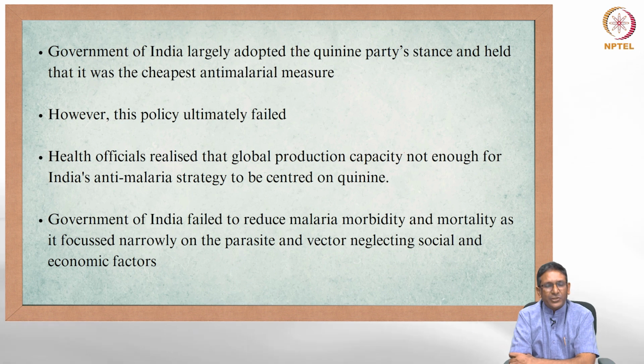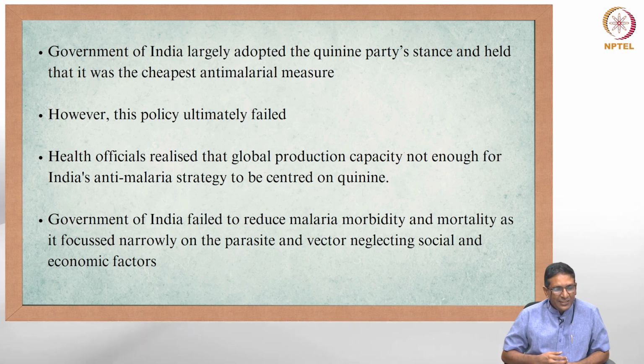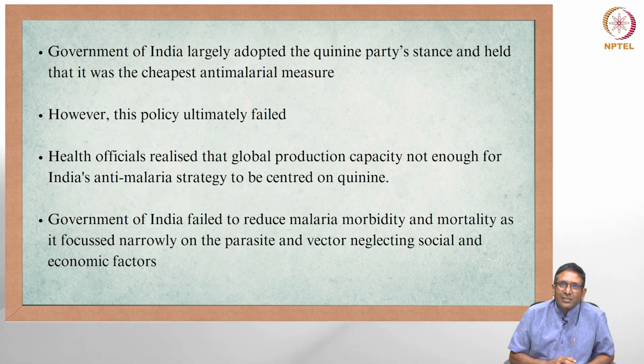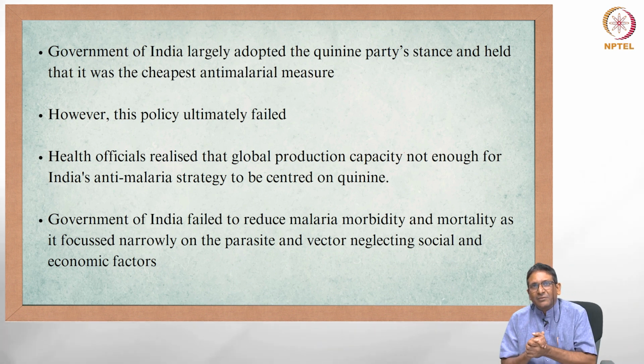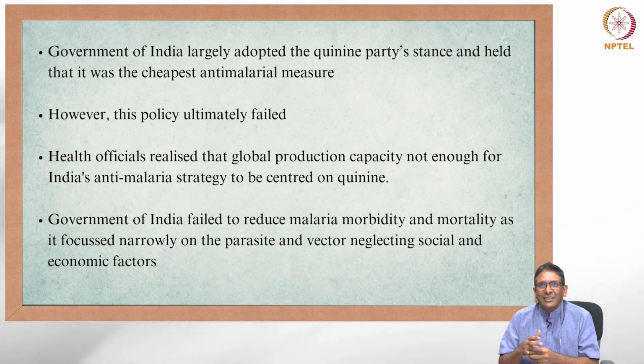And another important reason is that it just concentrated only on the parasite and vector. So it failed to reduce malaria morbidity and mortality because of this narrow focus. And this is a very interesting point which you have to keep in mind. Especially you would have heard of the word social medicine. So you will understand the meaning and significance of it in this context.